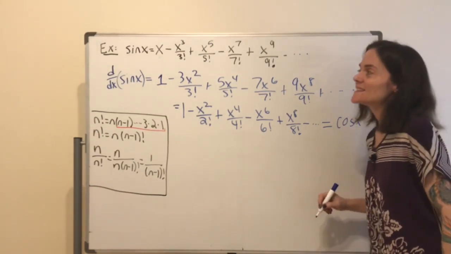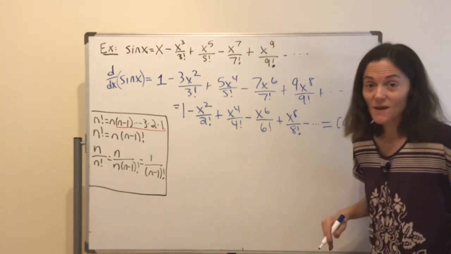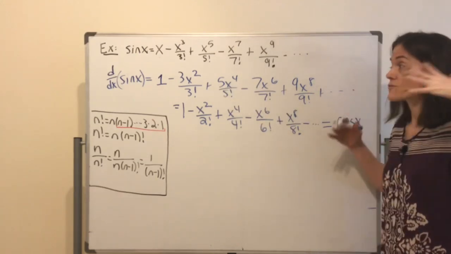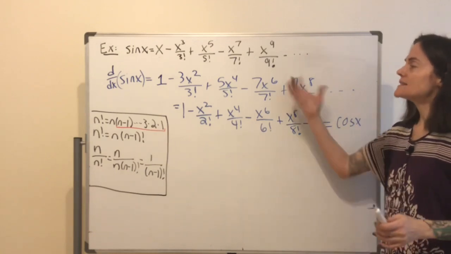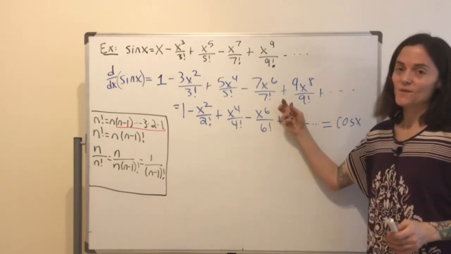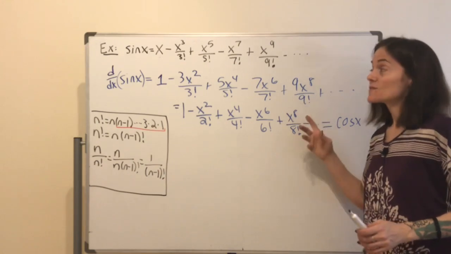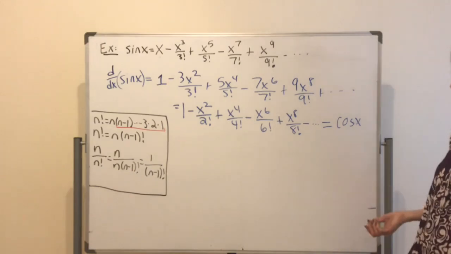So in fact, even if you didn't know the derivative of sine was cosine, if you just knew their power series representations, I have sort of proved that the derivative of sine is cosine by differentiating the power series for the sine, and I get the Maclaurin series for the cosine. It's very nice.